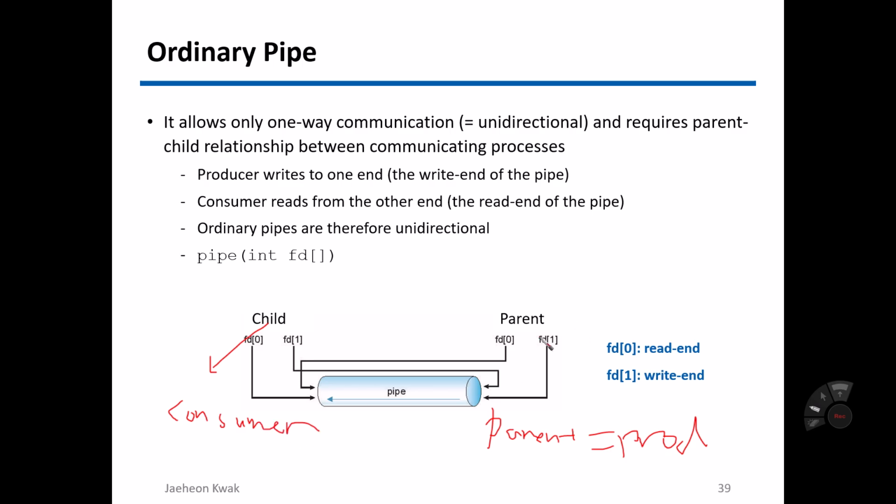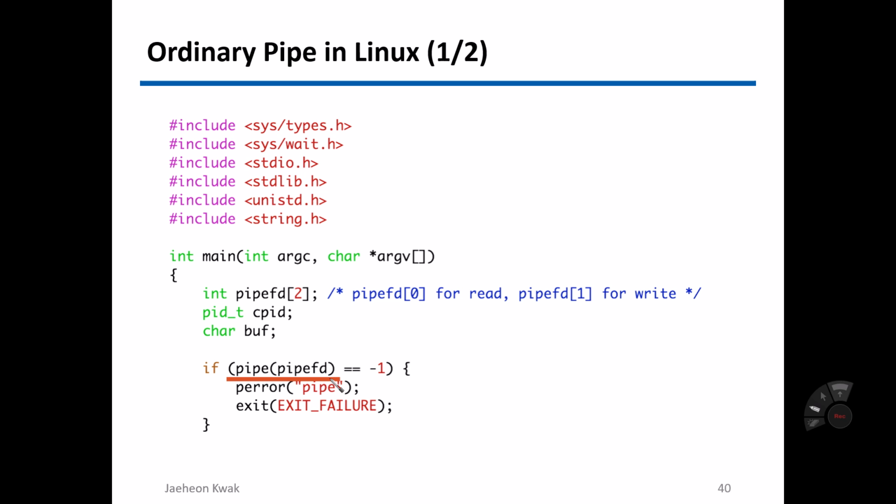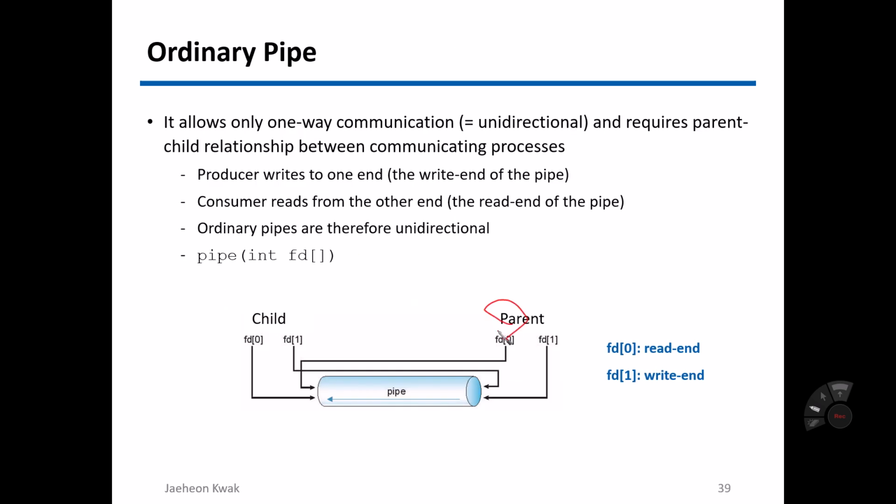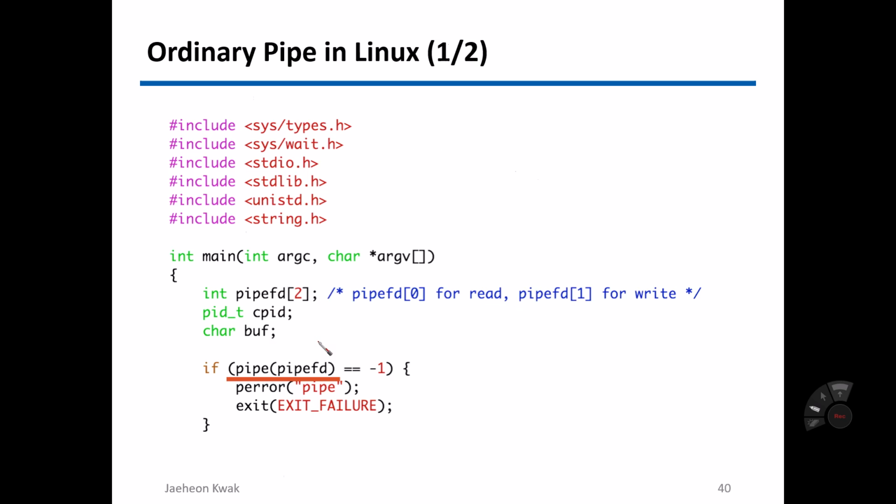So parent will use this write end, and child will use this read end. The child process has the FT1 and the parent process has the FT0, but they will not use those. Parent will only use this write end, and child process will only use this read end. So in this example, parent will send some data to the child process.